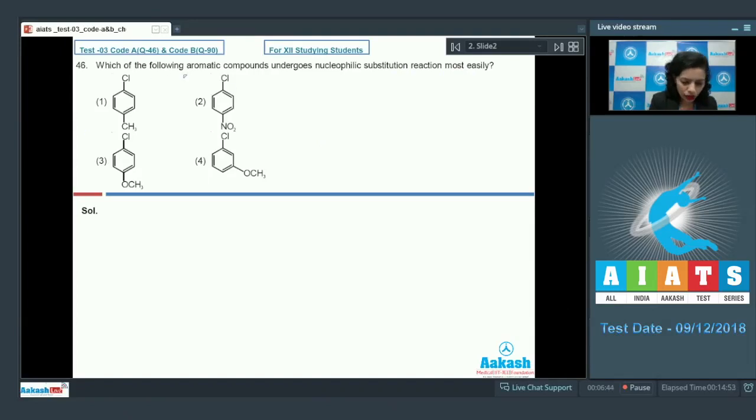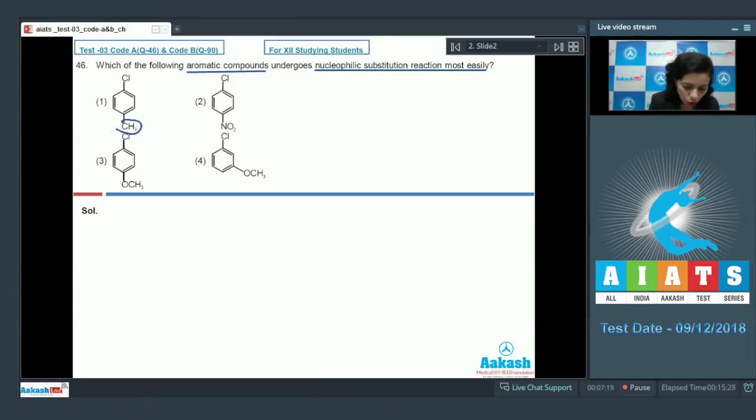It means you have certain aromatic compounds in which you have to find out the compound which undergoes nucleophilic substitution reaction most easily. Generally, we know that in case of haloarenes, nucleophilic substitution reaction is not so easy. But if some electron withdrawing group is present at ortho or para position, it will increase its reactivity towards nucleophilic substitution. So what we have to do in this question is just check the substituents present here.